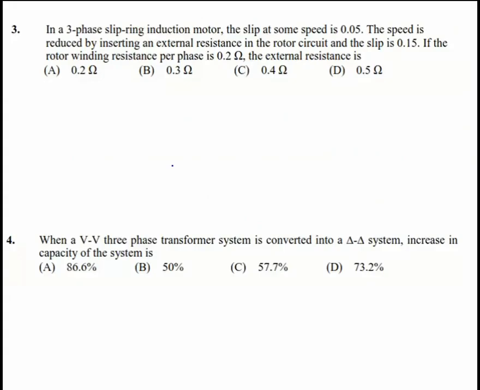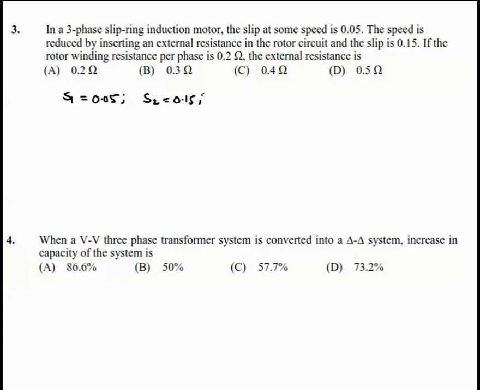And next, third question here: a three-phase slip ring induction motor, the slip at some speed is 0.05. The speed is reduced by inserting an external resistance in the rotor circuit, and the slip is 0.15. If the rotor winding resistance per phase is 0.2, the external resistance is. So for this problem, the first slip at some speed is S1 equal to 0.05, and the slip at some other speed is S2 equal to 0.15.